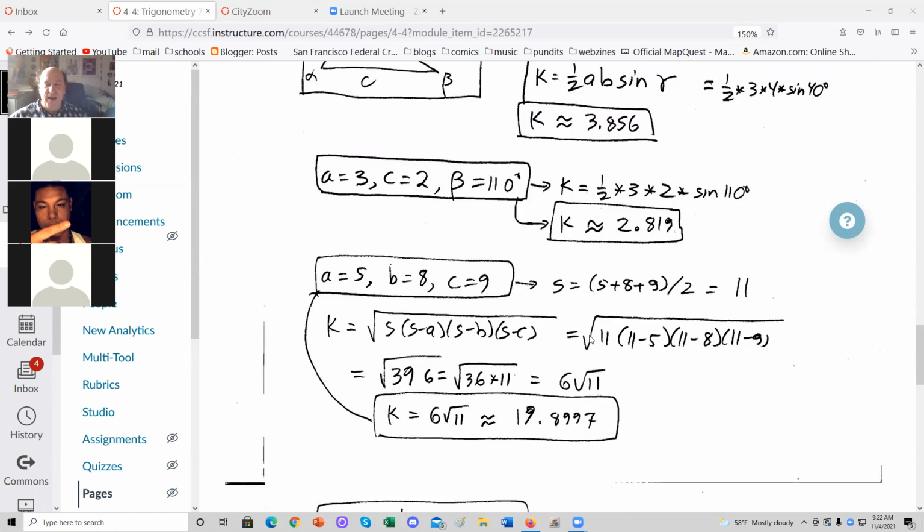Now for a side-side-side problem. a equals 5, b equals 8, c equals 9. All right, fine. First, the semi-perimeter, 5 plus 8 plus 9 all over 2 comes out to be 11. So K equals the root of s times (s minus a), (s minus b), (s minus c). That's 11 times (11 minus 5) times (11 minus 8) times (11 minus 9), and take the square root. You get the square root of 396, which is the root of 36 times 11. Root 36 is 6, so K is 6 root 11, or approximately 19.8997.